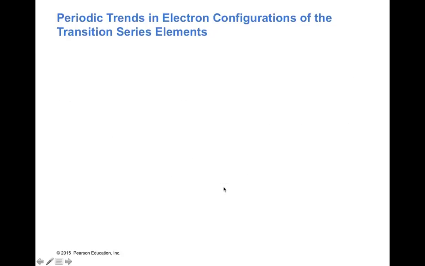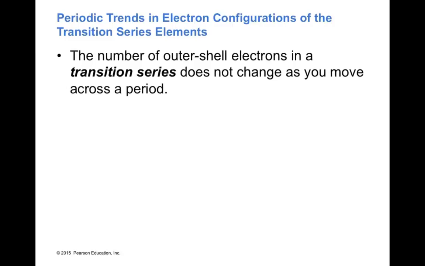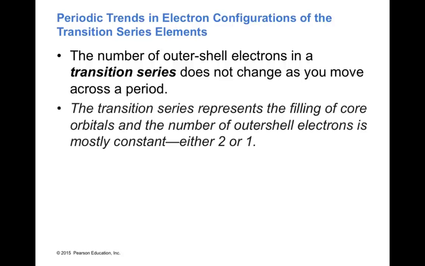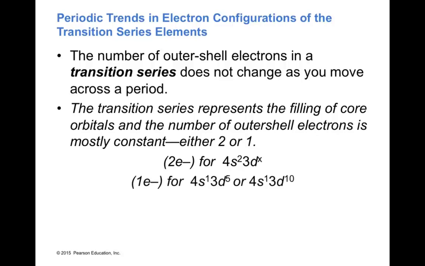So, the periodic trends in the electronic configuration of transition series elements. The number of outer shell electrons in a transition series does not change as you move across the period. The transition series represent the filling of core orbitals, and the number of outer shell electrons is mostly constant, either 2 or 1. 2 electrons for 4s2 3dx, 1 for the 4s1 3d5, or for the 4s1 3d10.